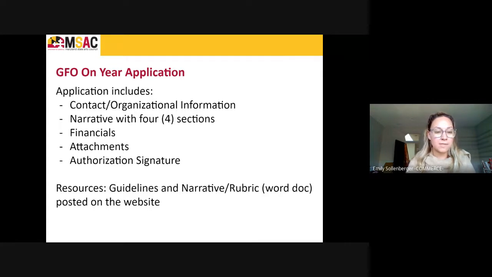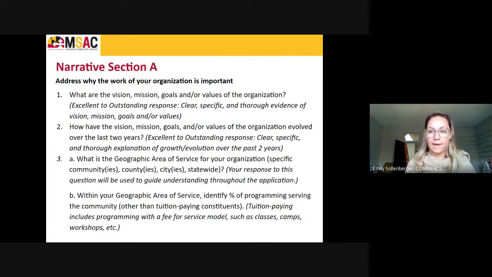And also, Sarah brought this up in the chat box as well. That also includes a small financial rubric that Laura and I use to determine our scoring of the financial documents only, not the narrative section, just the financials. Okay, so I will start with section A, and then we're going to pass it back and forth.